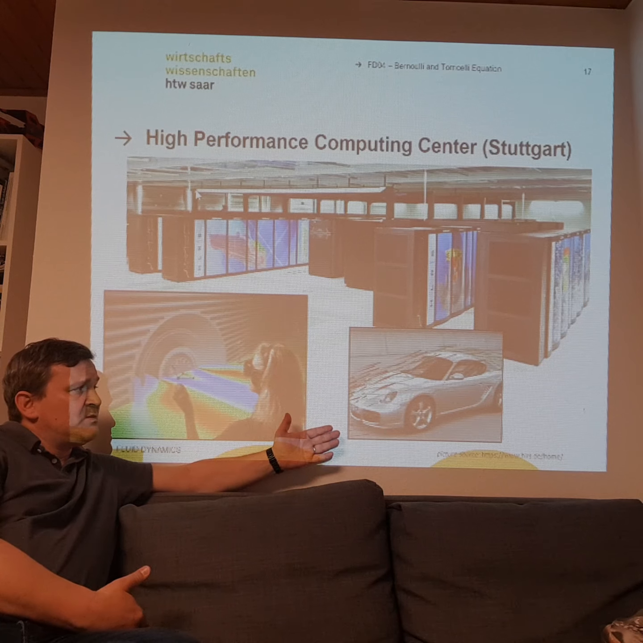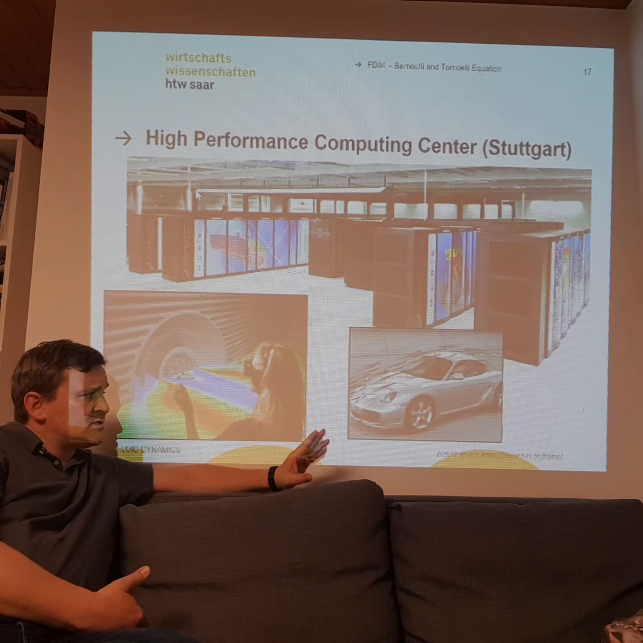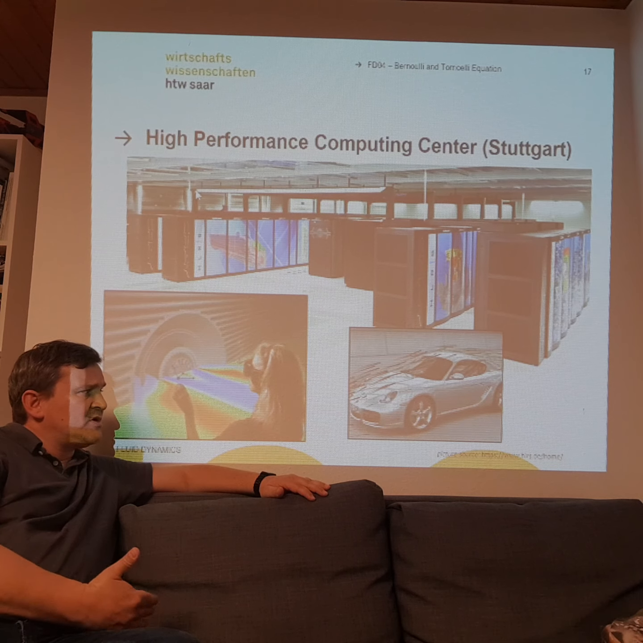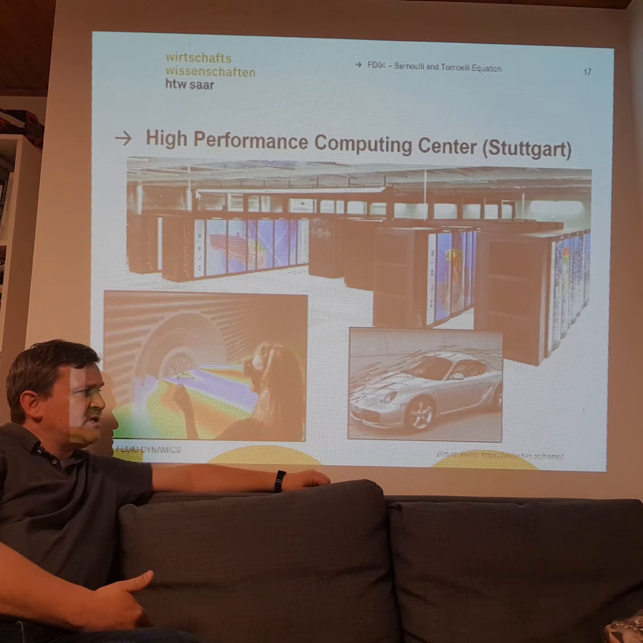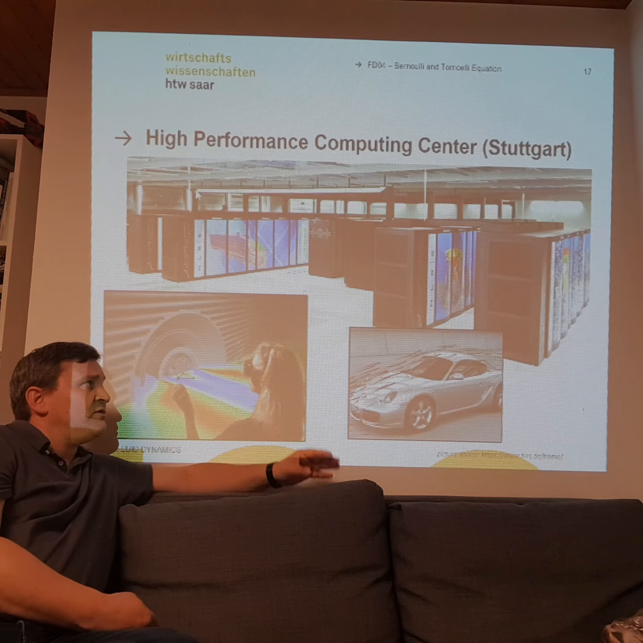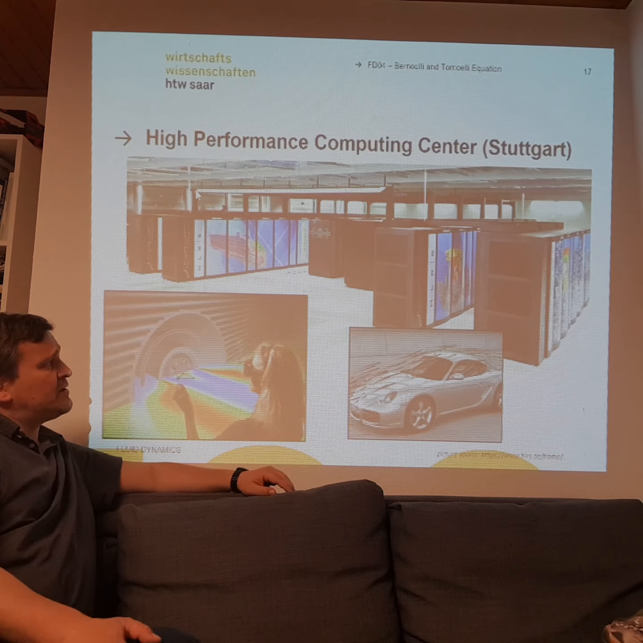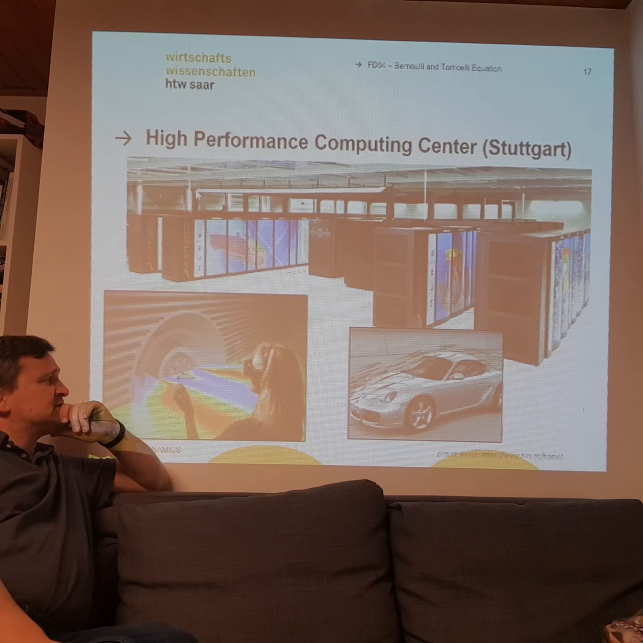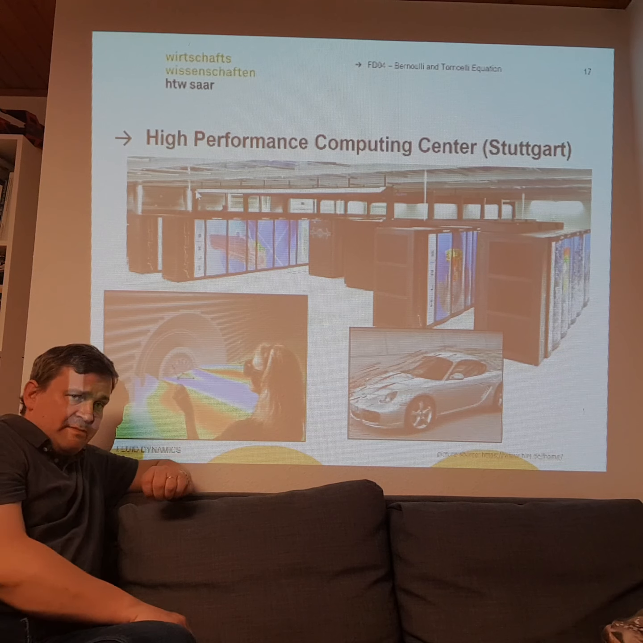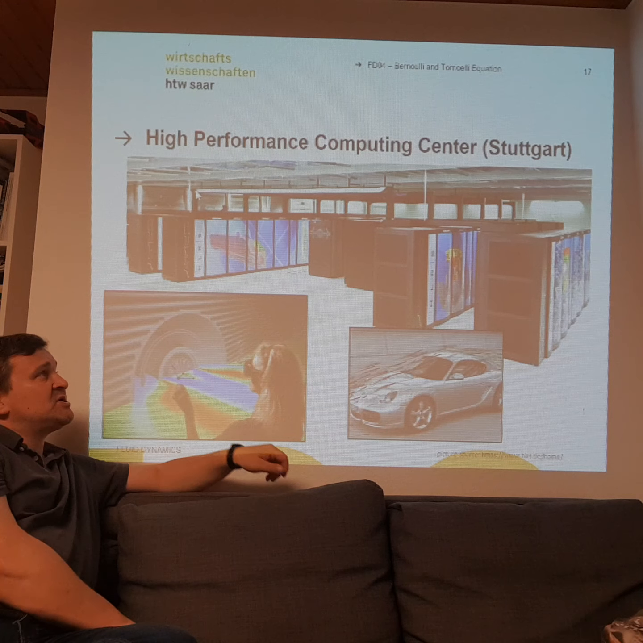Because how can we build this car? I think it's a Porsche car. How can we build the doors and the mirrors and all the wheels and the spoilers? We build it based on calculations of these big computers. Or how can we build big power plants and burners? I think this is a burner of a coal power plant. We design it with computational fluid dynamics, and that's why we need these big computers.